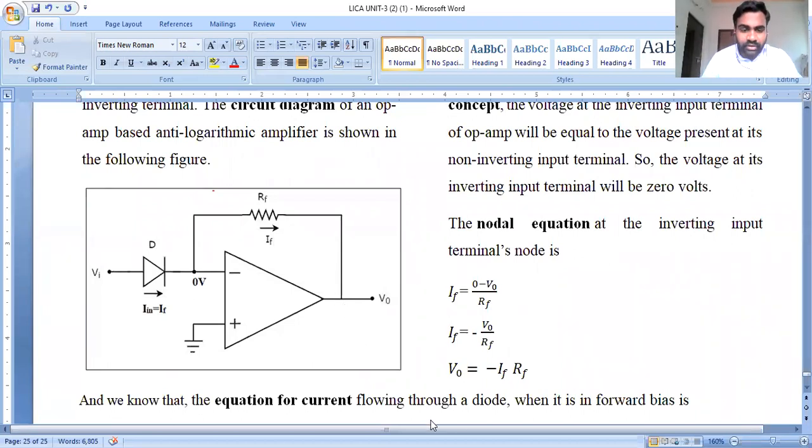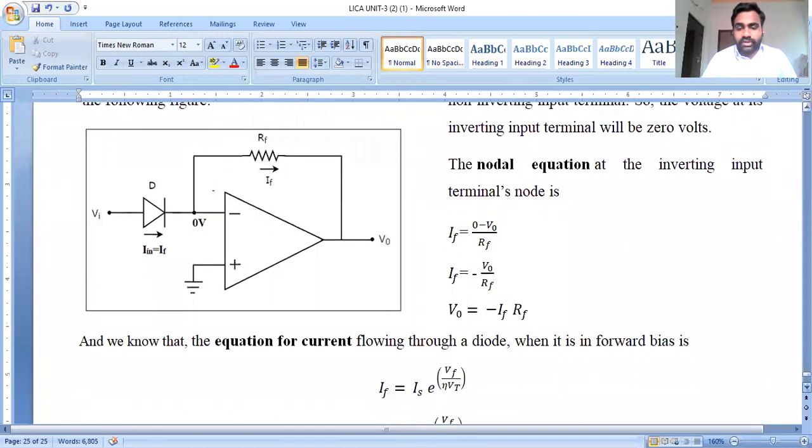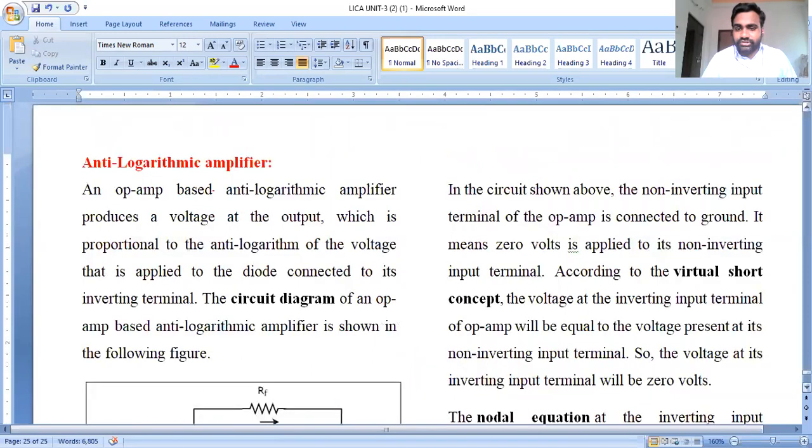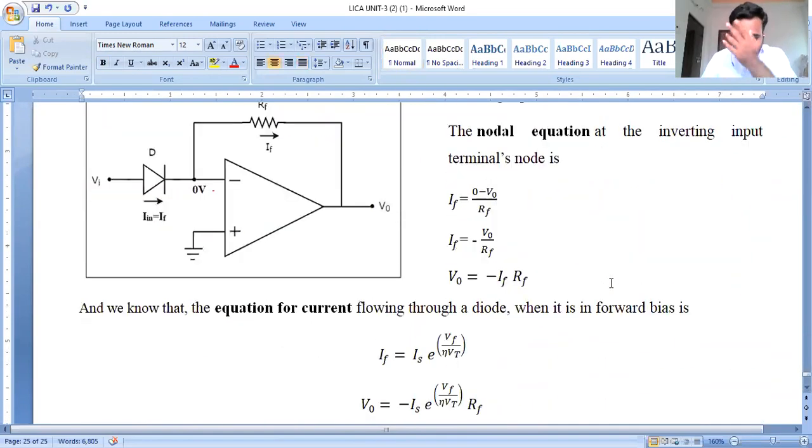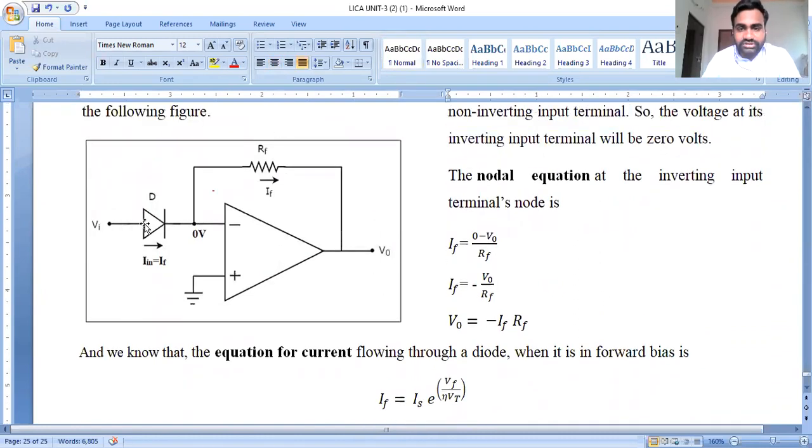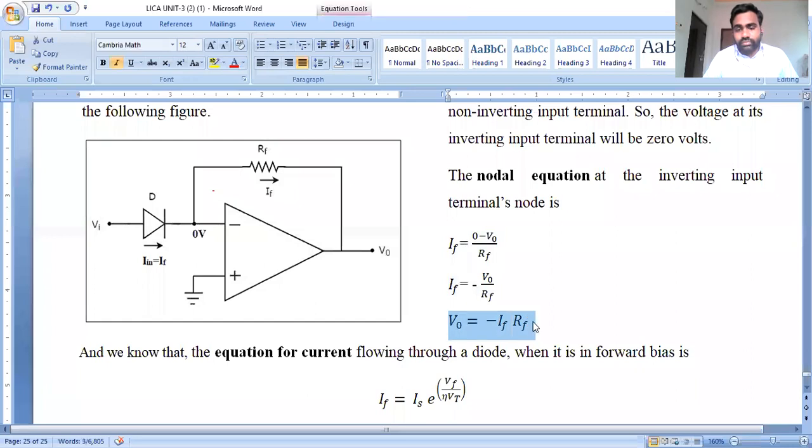Now let us see the behavior of current flowing through the diode in the forward bias condition. If we do the nodal analysis at this feedback node, the input current IF is equal to V0 minus 0 divided by RF. That means the feedback current is equal to minus V0 divided by RF. The output voltage drop across this resistance gives IF equal to minus V0 divided by RF, so the output voltage V0 is equal to minus IF into RF.